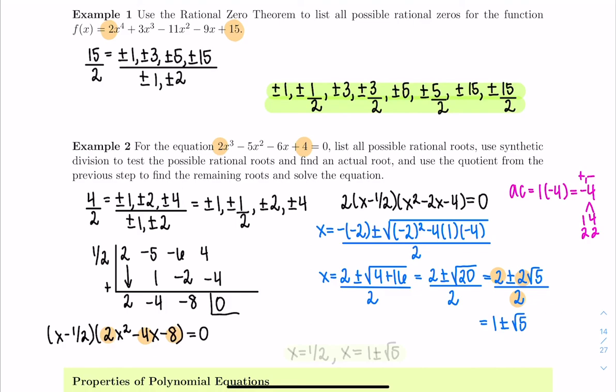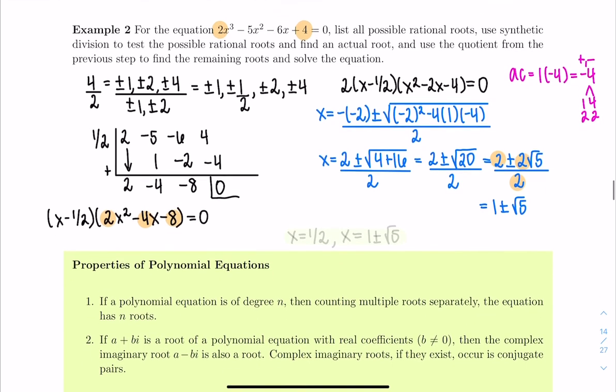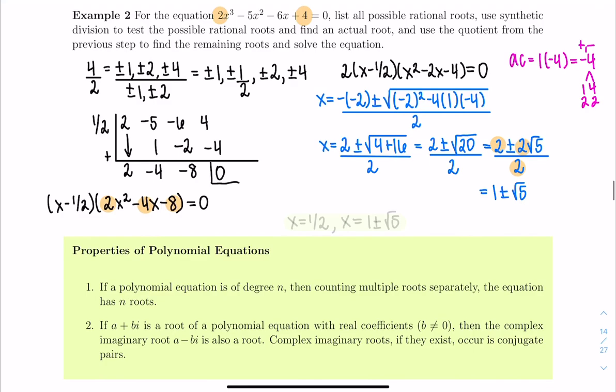And so that means my solutions, I have the original one we found, which was x equals 1/2. And I also have x equals 1 plus or minus the square root of 5. And you'll notice that that 1 plus or minus the square root of 5 did not show up in that original list that we had. And that's because this is not a rational root. It's irrational.